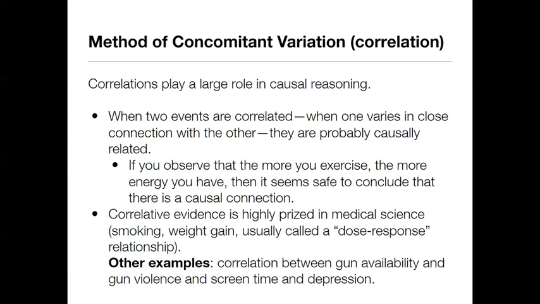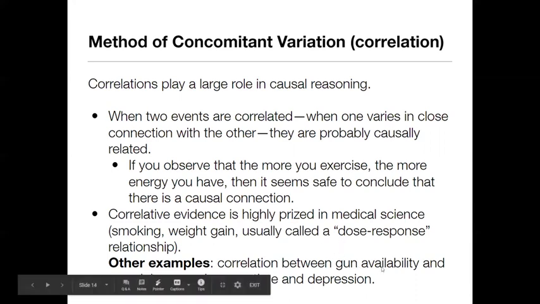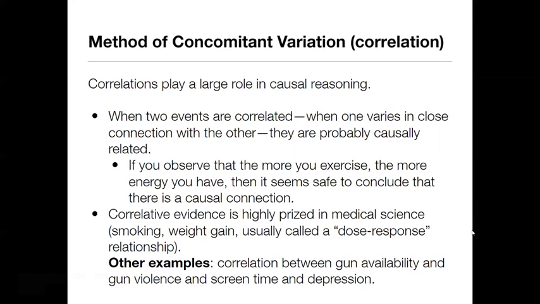Correlative evidence is highly prized in medical science, right? So examples going back to the beginning, like smoking, weight gain, usually what we call a dose-response relationship. We also talk about correlations in public policy discussions, like gun availability and gun deaths, and then screen time and depression. And also there have been a number of studies recently coming out about the association between social media usage and depression. So there's a positive correlation between the amount of time we spend on social media and our propensity for depression.